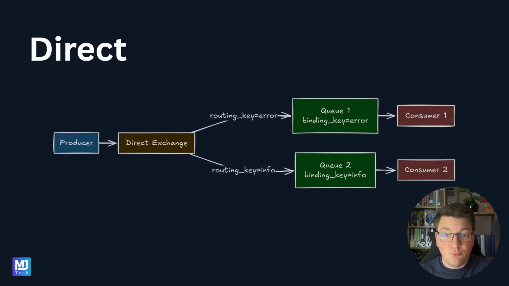There's also the direct exchange type, where the producer specifies a routing key and the queue that is being bound to an exchange has to define the so-called binding key. So when we publish a message to a direct exchange with a specific routing key, the message will only be routed to the queues that contain the correct binding key. So in this case, if the routing key is error, we're going to send the message to queue 1. And if the routing key is info, we're going to send a message to queue 2 and then any respective consumers.